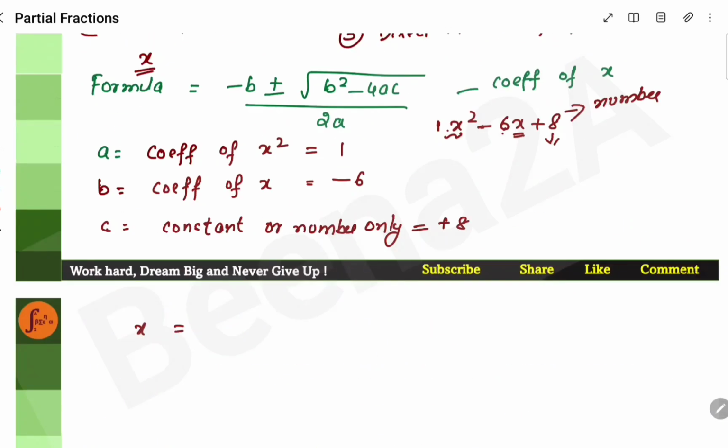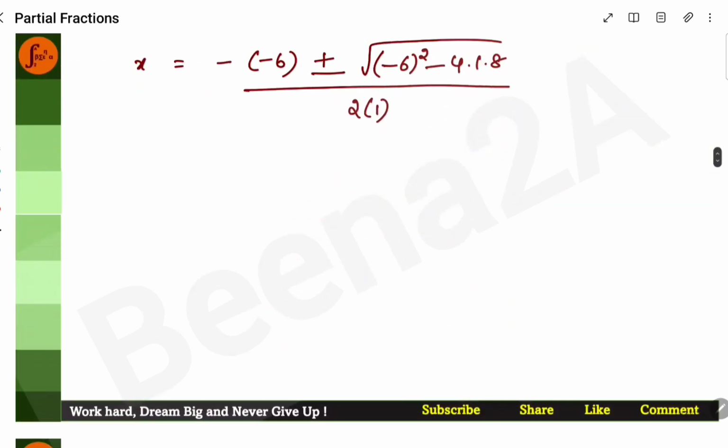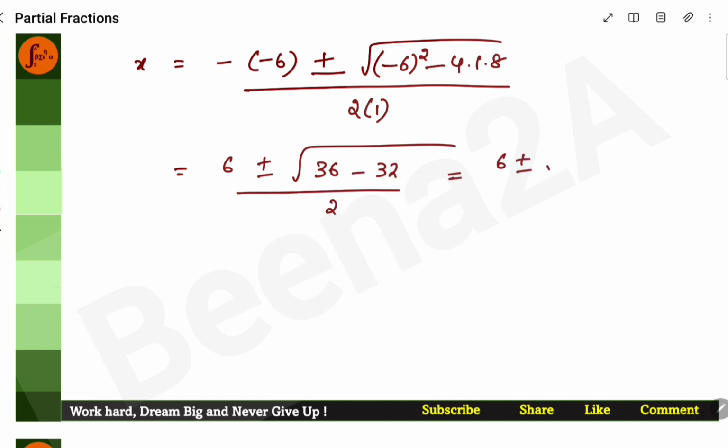I'll put x is equal to minus b. What is b here? Minus 6. We already have minus here. And then b is minus 6. So minus of minus 6 plus or minus root of b square. What is b? Minus 6 whole square minus 4 into what is a? 1. What is c? 8. Divide by 2a. 2 into a. A is 1. Now we'll simplify this. So minus into minus is plus. So 6 plus or minus 6 square is 36 minus 32 by 2. Now this will be 6 plus or minus 36 minus 32 is 4 by 2.